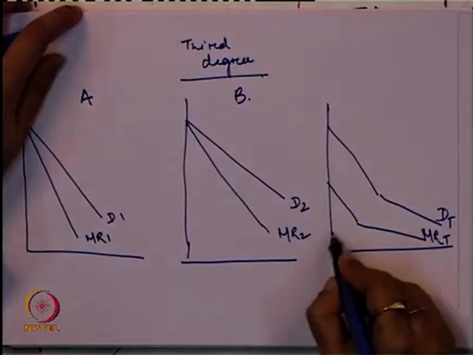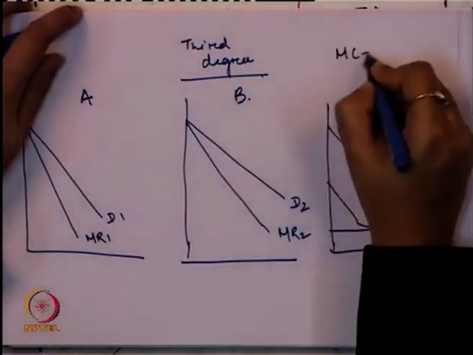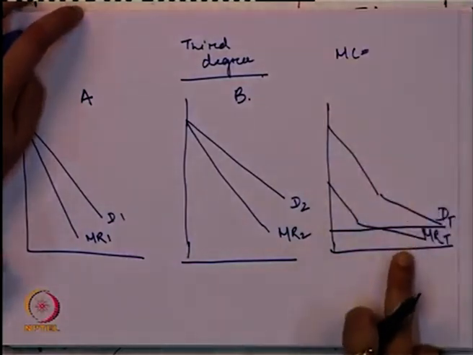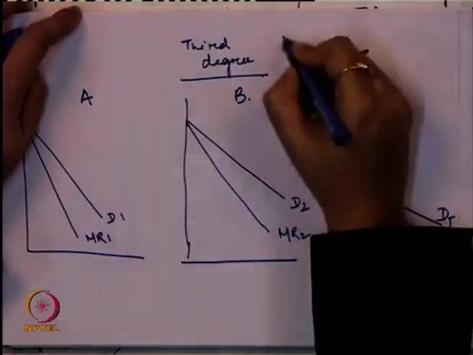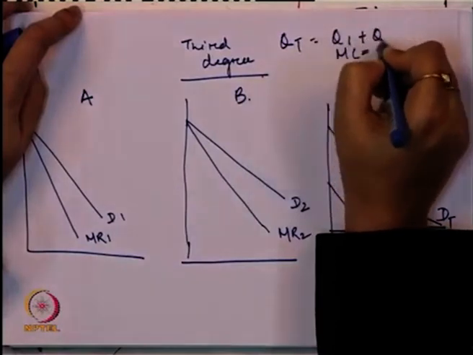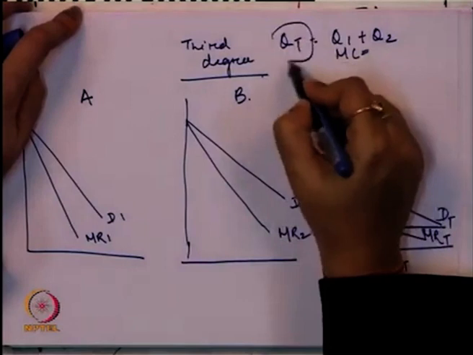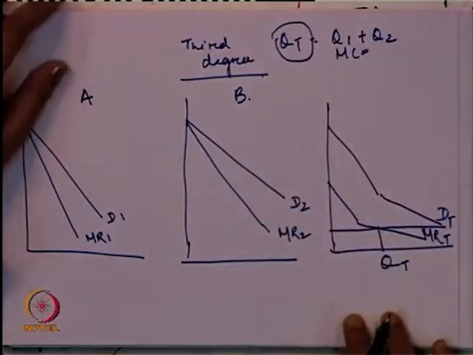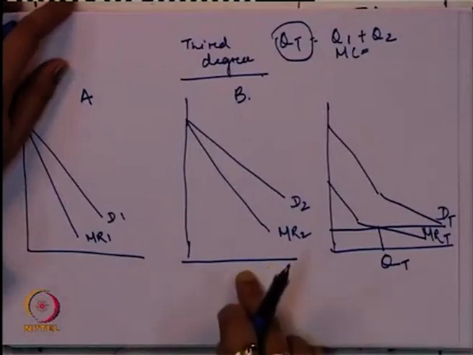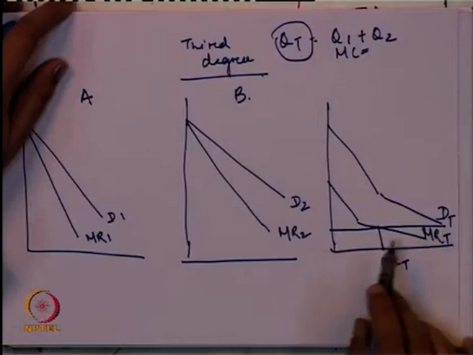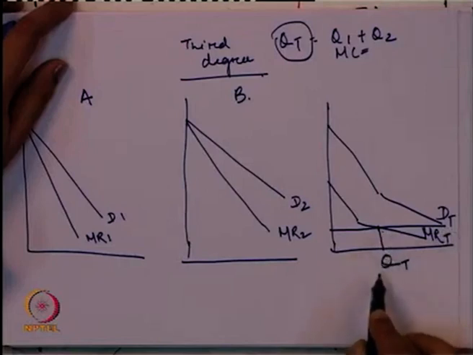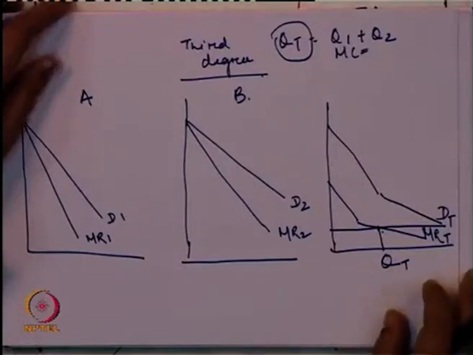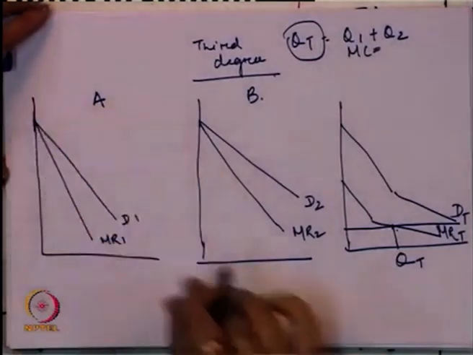We will take the MC function, where MC is always the marginal cost, because the marginal cost of producing each unit remains the same. Only the total output is divided between the two markets, because QT is equal to Q1 plus Q2. The output is produced by one firm, and only when it is sold is it divided into two markets. That is why we get a common marginal cost for both, and by the maximization rule, marginal cost equals marginal revenue, we identify the quantity. Now, how will this total quantity be distributed between both markets?